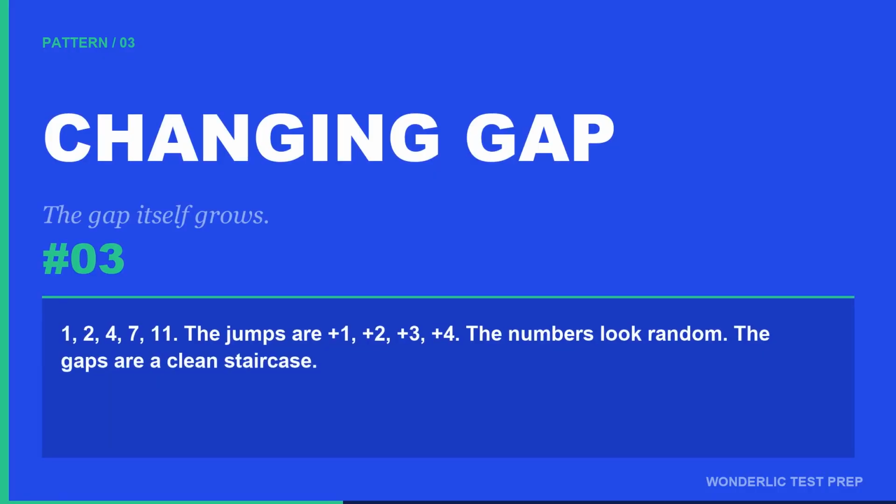Pattern 3, the changing gap. This is the one that trips people up. The gap itself grows. 1, 2, 4, 7, 11. The jumps are plus 1, plus 2, plus 3, plus 4. The numbers look random, but the gaps are a clean little staircase. Always check the gaps before you give up.